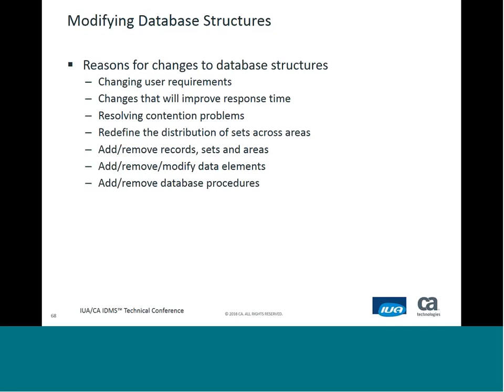So those three are probably the major reasons that you're going to want to change the database structures. The last four on this particular slide, though they can be construed as reasons, are really probably the way that you're going to resolve some of those other requirements. For example, you might want to redefine the distribution of sets across areas. Let me give you an example here. Let's say that you've got a calc record, and that calc record owns maybe 3 or 4 different types of records, and they're all defined as VIA, and so they're clustered around that particular record.